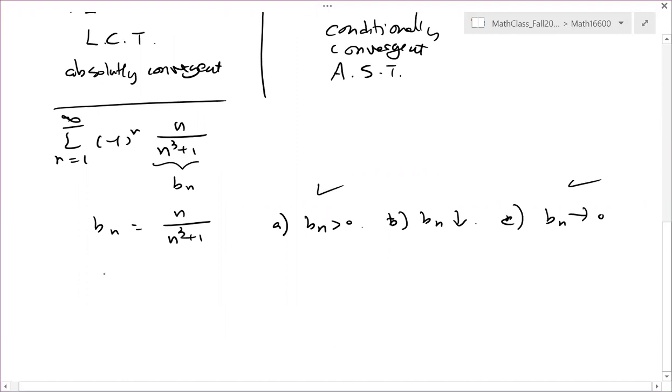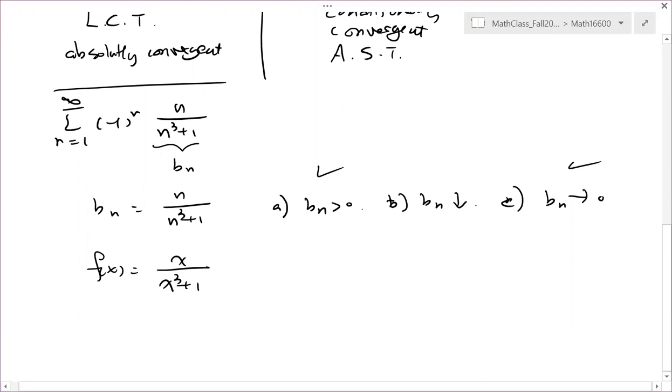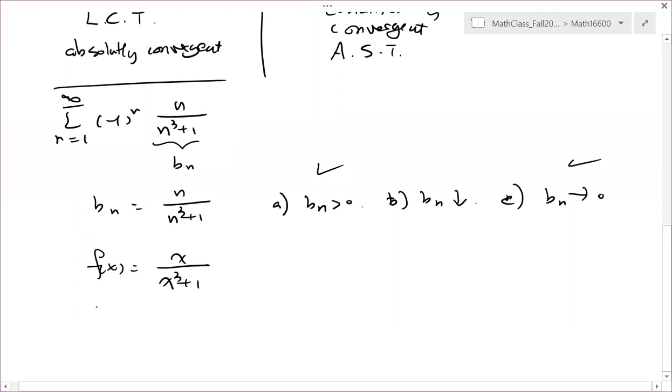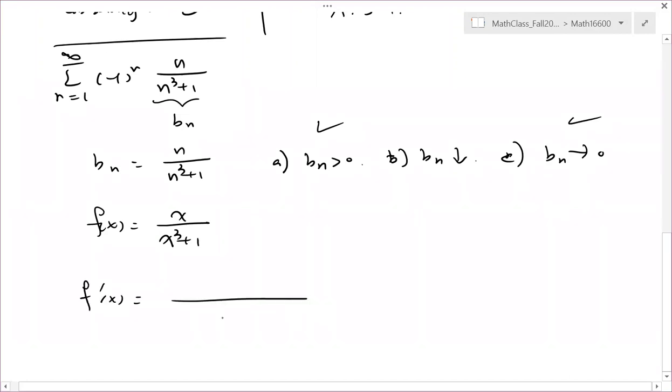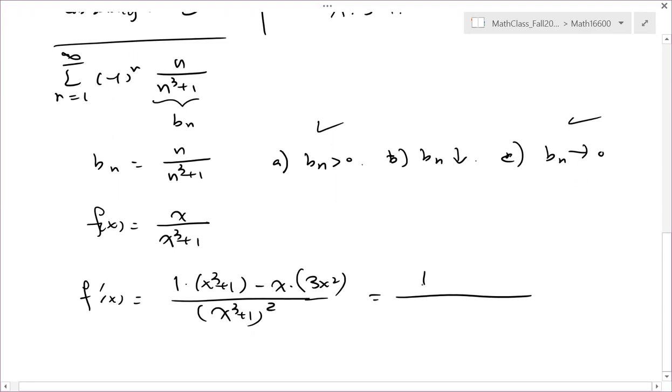So you look at the function f(x) = x over x cubed plus 1, and you have to find the derivative, which is negative, to show this is decreasing. Finding the derivative is not that complicated. You get (x cubed plus 1) squared in the denominator, and in the numerator 1 times (x cubed plus 1) minus x times the derivative of x cubed plus 1, which is 3x squared. After simplifying, you have 1 minus 3, which is going to be 2, so negative 2x squared.